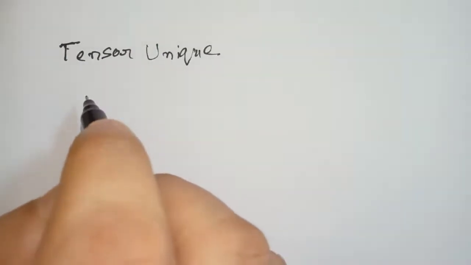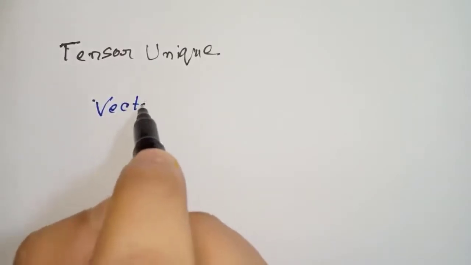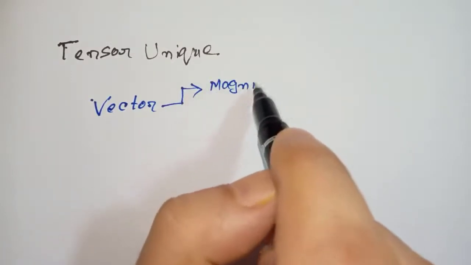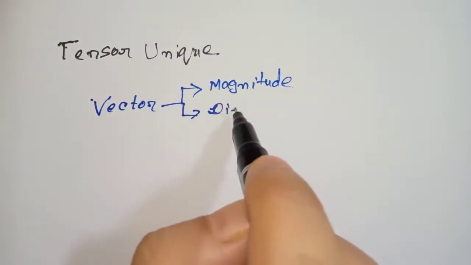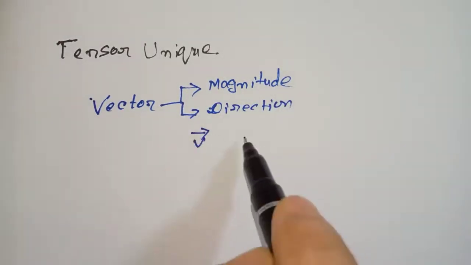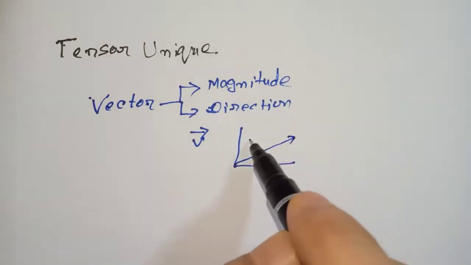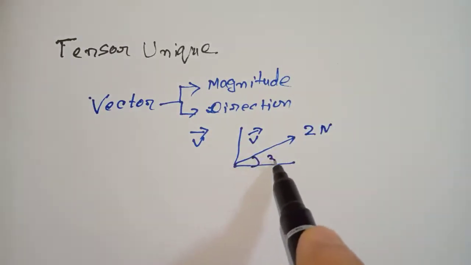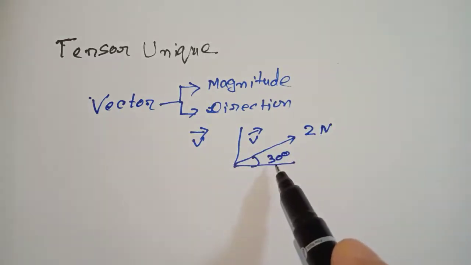So, for example, if I take a vector, a vector essentially has two qualities. One is the magnitude, and the second one is the direction. Say, for example, I take V as a vector and plot it in a graph. If this is a vector V and it is exerting a force of 2 newtons, then we can say that it is exerting a force of 2 newtons at an angle of 30 degrees.